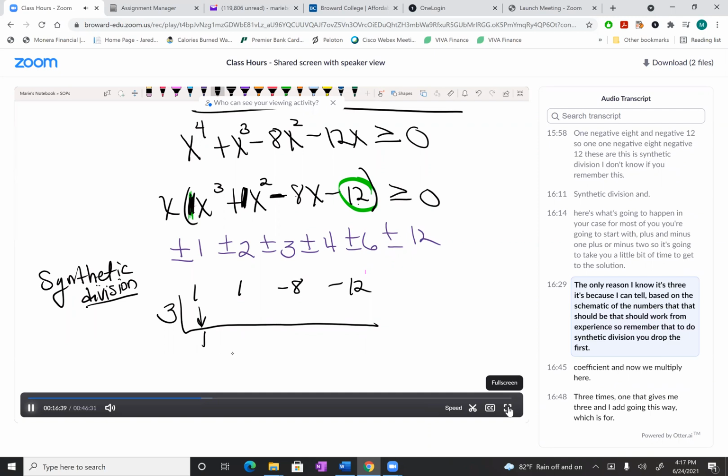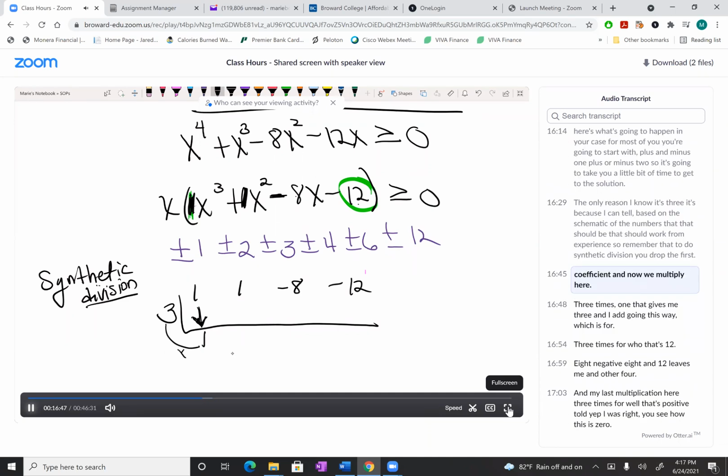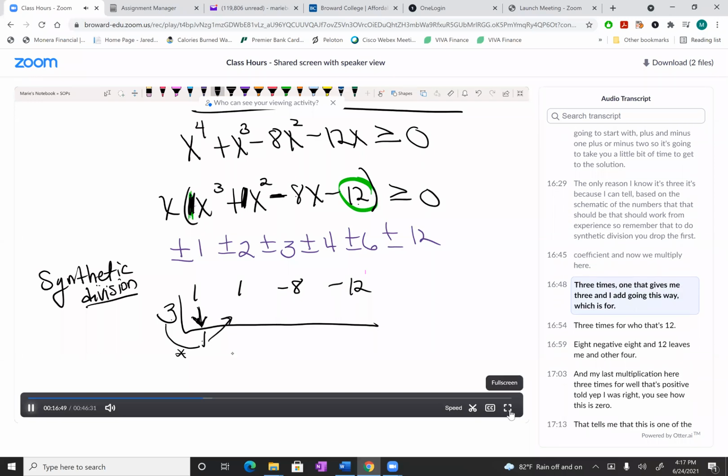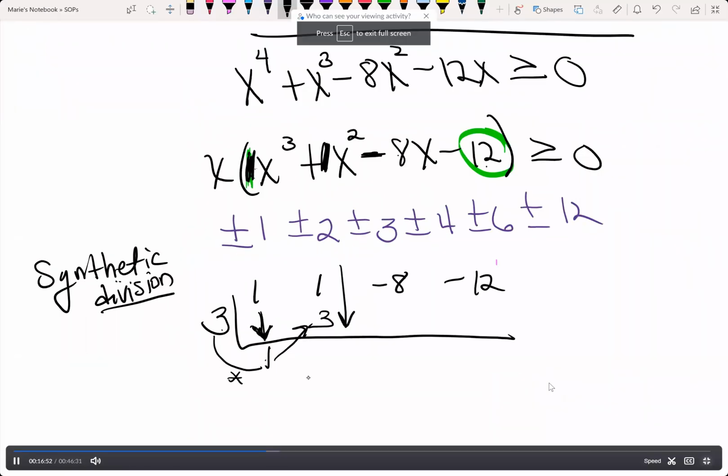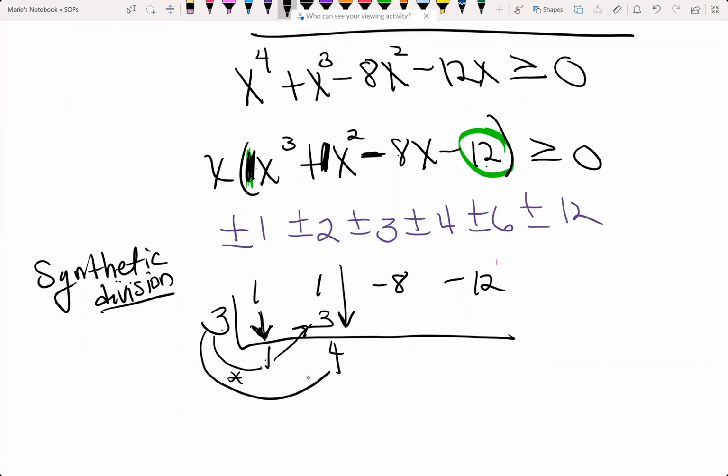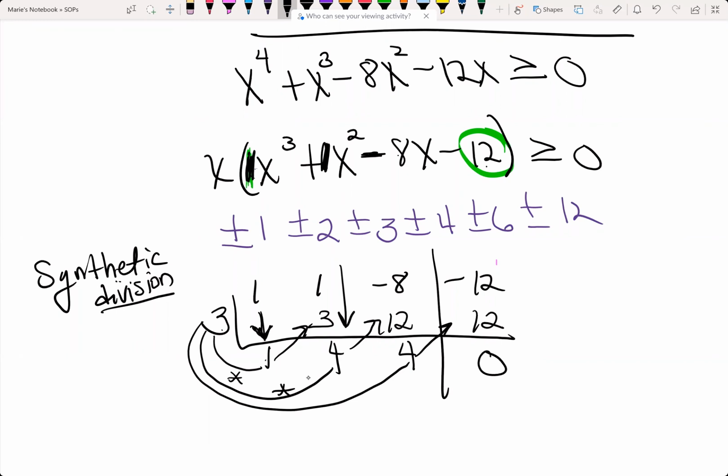So remember that to do synthetic division, you drop the first coefficient, and now we multiply here. 3 times 1, that gives me 3, and I add going this way, which is 4. 3 times 4, well, that's 12. -8 and 12 leaves me another 4. And my last multiplication here, 3 times 4, well, that's positive 12. Yep, I was right. You see how this is 0? That tells me that this is one of the divisors.